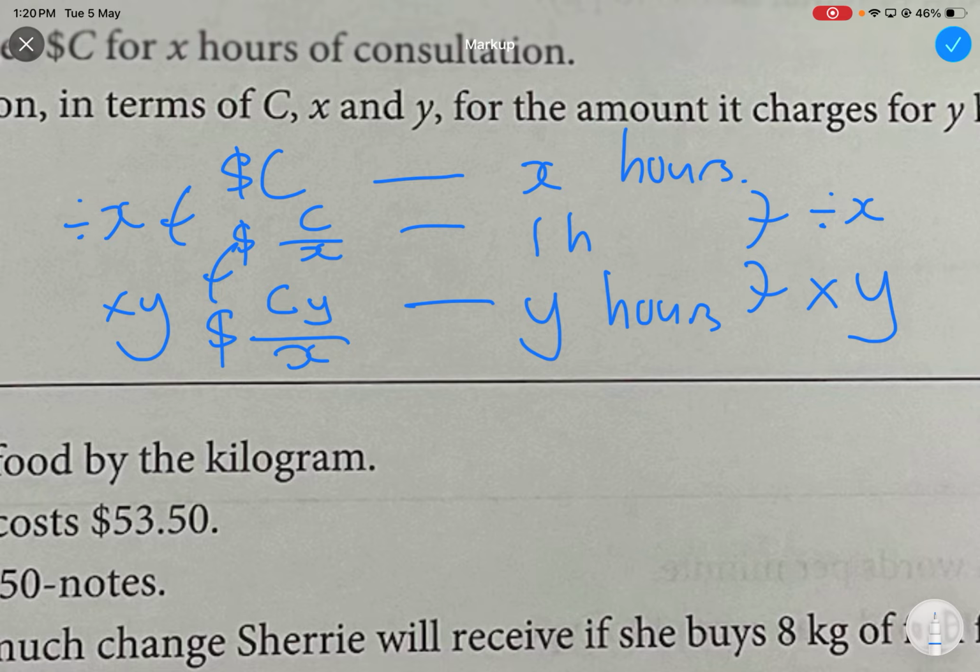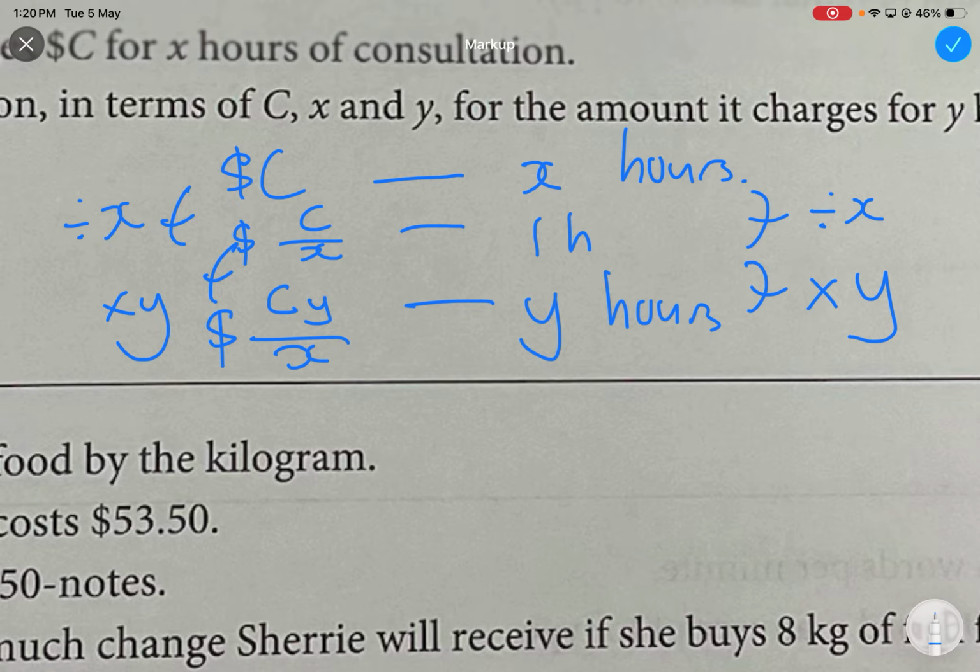X hours, C dollars. So first, I find how much 1 hour will cost. How do I find 1 hour? I divide both sides by the same number. Dividing X by X, I get 1 hour already. One side is talking about the hours, the other side is talking about the money. So now 1 hour, the cost is C divided by X. The individual numbers I don't know, but I know it must be C divided by X.